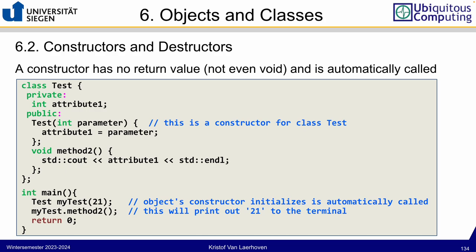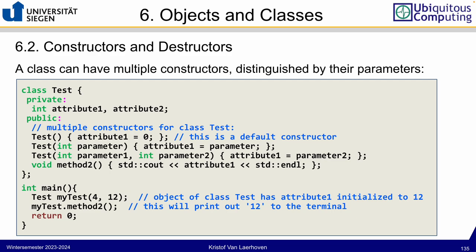So a constructor is nothing more than a special method that automatically gets called when you create an object of the class. And then because of these braces over here, you know which constructor to call or which parameters are sent to the constructor, which the constructor can use to, for instance, set the value of attribute 1 to this parameter, which is in this case 21. All right? And of course, we can call method 2 as before, because that's also a public method, as we have already seen. And this will then print out 21, right? Because it prints out attribute 1 to the terminal.